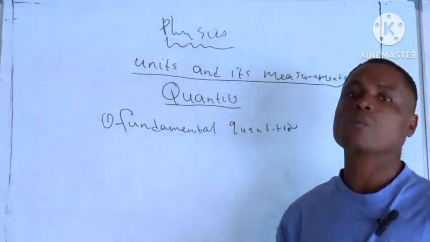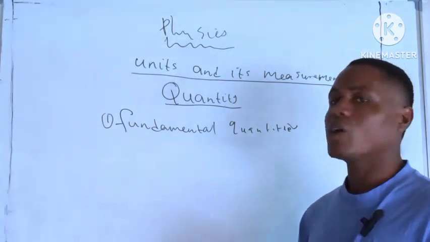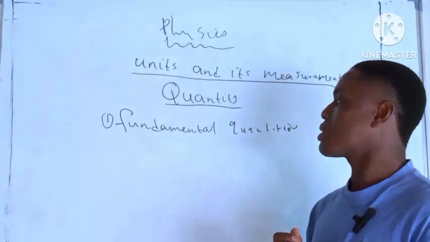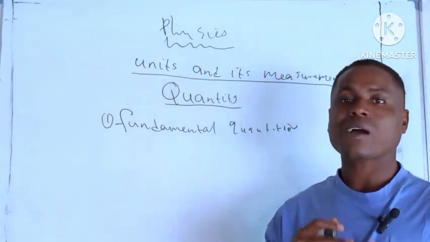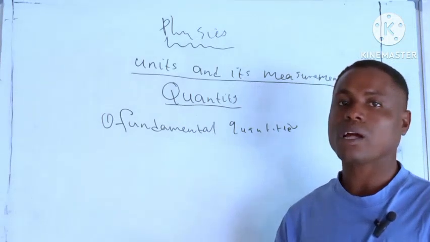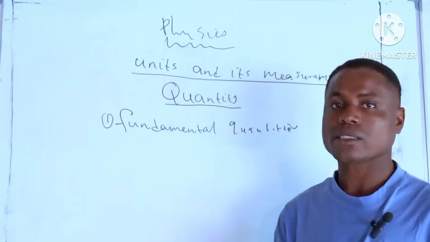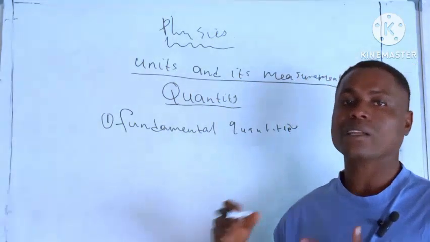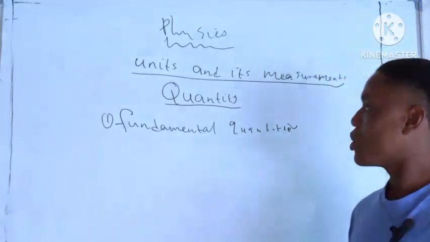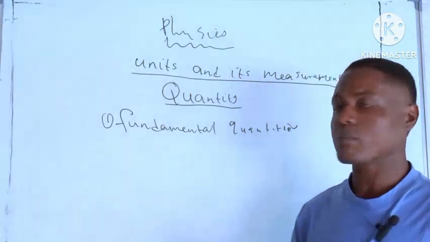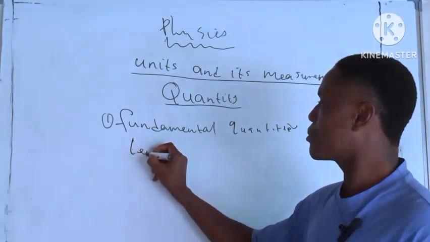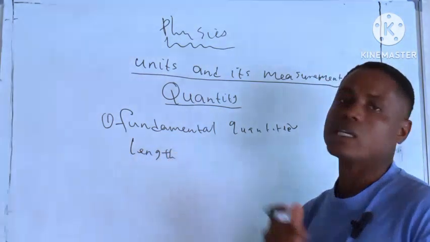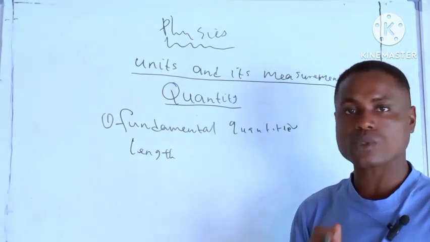Now let's look at some of the examples of fundamental quantities. Before I start writing them down, note that the fundamental quantities are fewer than the derived quantities. Are you getting it? Note that the derived quantities are more than the fundamental quantities. So let's look at the examples of fundamental quantities. One, we have length. So please take note. This is the first example of a fundamental quantity.